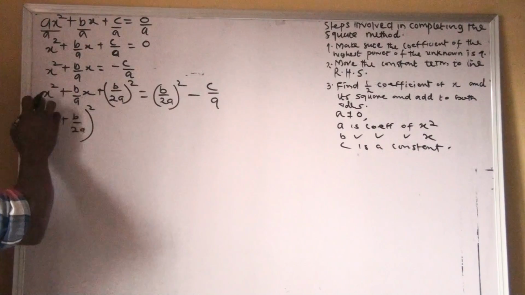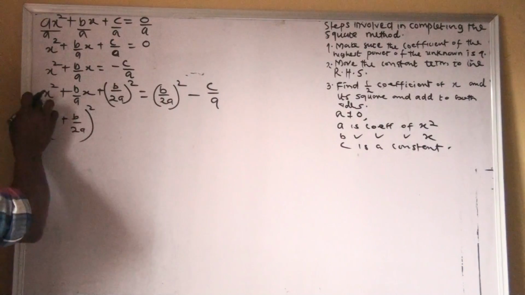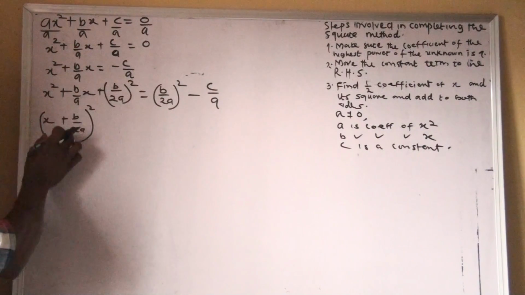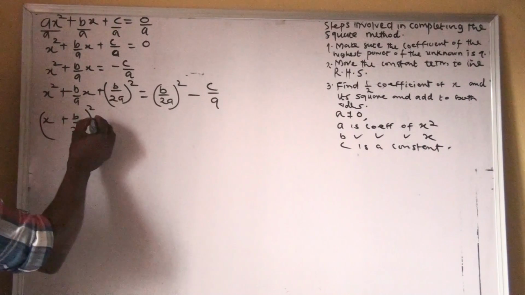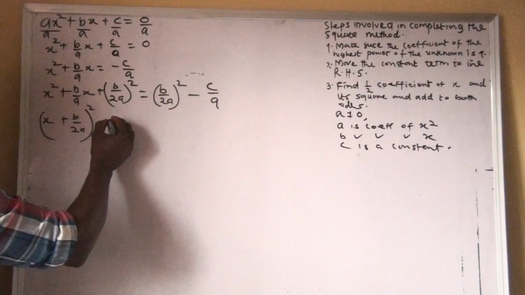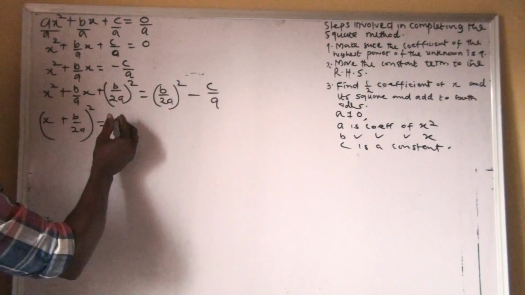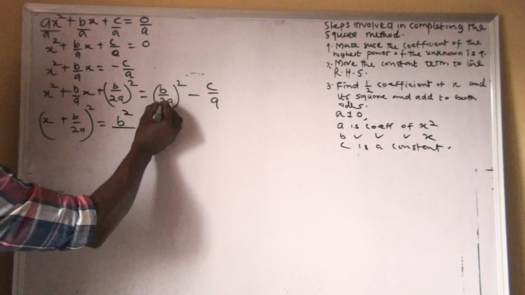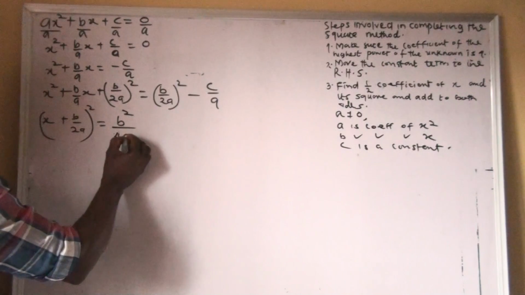So once you come here, you can say x plus b over 2a, close the bracket, all squared. The whole of this expression is the same as this expression. If we expand it now, it's going to give us that. So here this becomes b squared, and 2a squared will give us 4a squared.